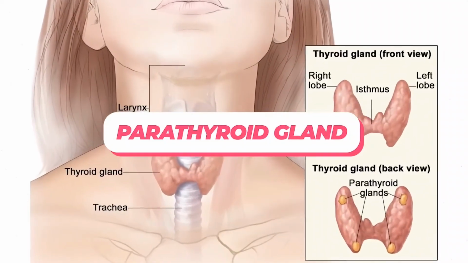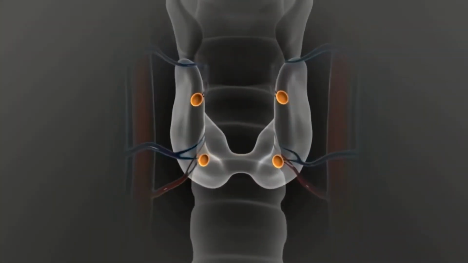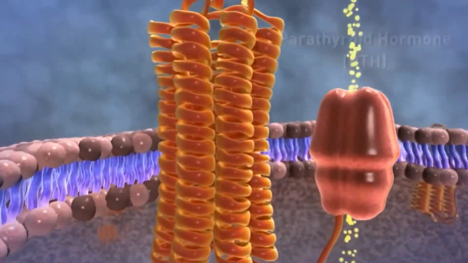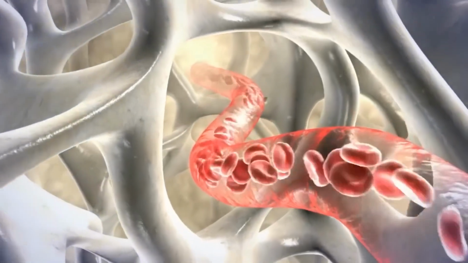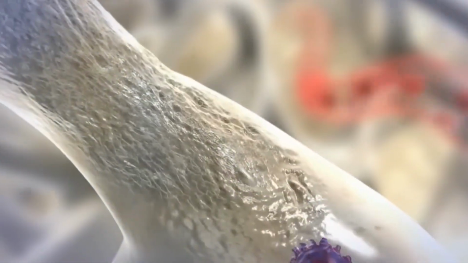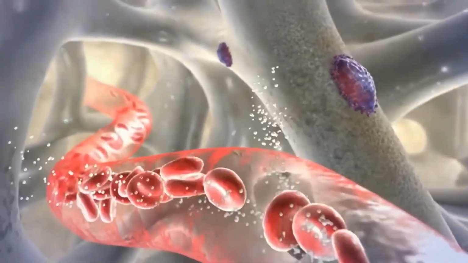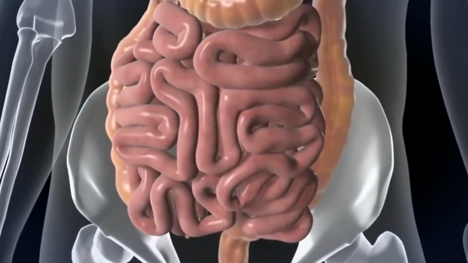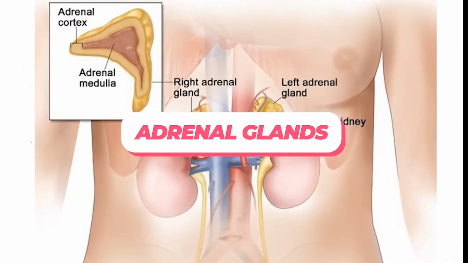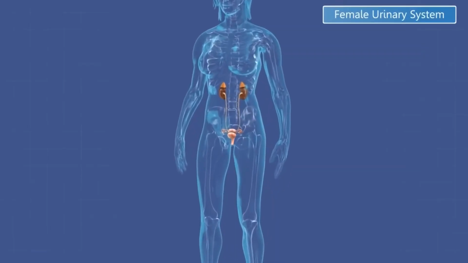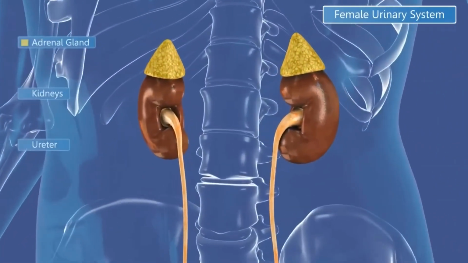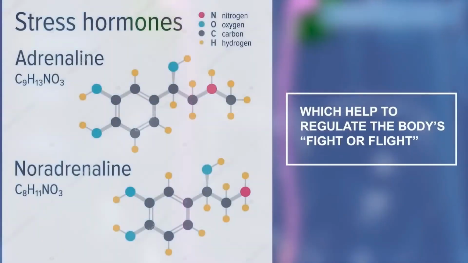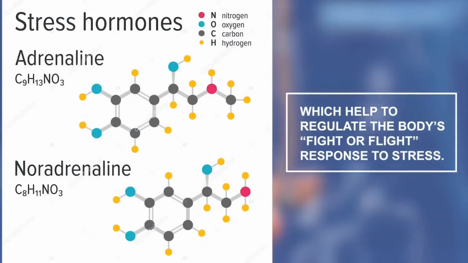Parathyroid gland. The parathyroid gland is located near the thyroid gland and produces parathyroid hormone, which helps to regulate calcium levels in the blood. PTH works in opposition to calcitonin, stimulating the release of calcium from bone tissue and the absorption of calcium in the kidneys and intestines. Adrenal glands. The adrenal glands are located on top of each kidney and produce a variety of hormones, including adrenaline and noradrenaline, which help to regulate the body's fight or flight response to stress.